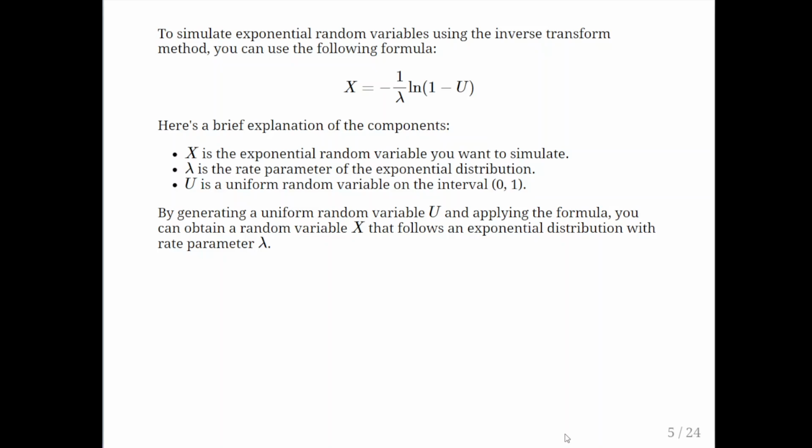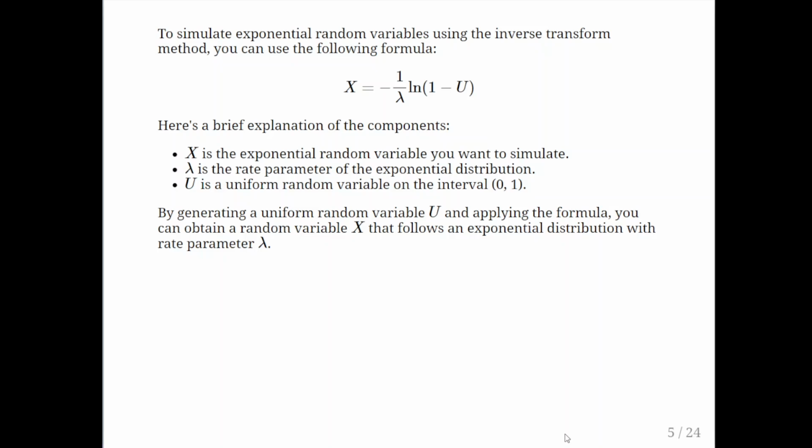Okay, so here's a brief explanation of the components. X is an exponential random variable that you want to simulate. Lambda is the rate parameter of the exponential distribution, and we're told to use lambda equals 3. And U is a uniform random variable on the interval 0 to 1. By generating a uniform random variable U and applying the formula, you should be able to obtain a random variable x that follows an exponential distribution with rate parameter lambda.